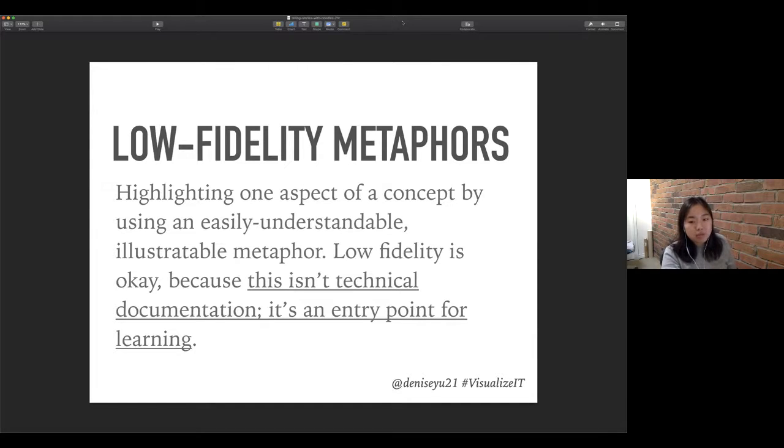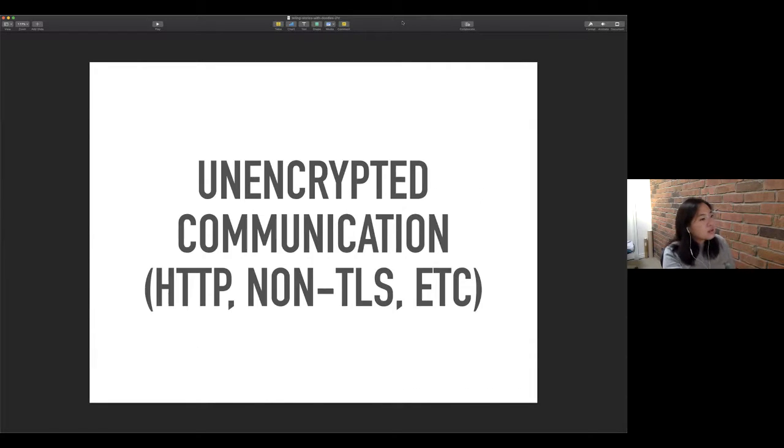So this is an entry point for learning, or a starting point, an invitation to a conversation is how I like to think about it. So that's what we're aiming for. Don't worry about communicating everything, and I'll go through the step-by-step process that at least I use for figuring out exactly what to capture and how to capture it.